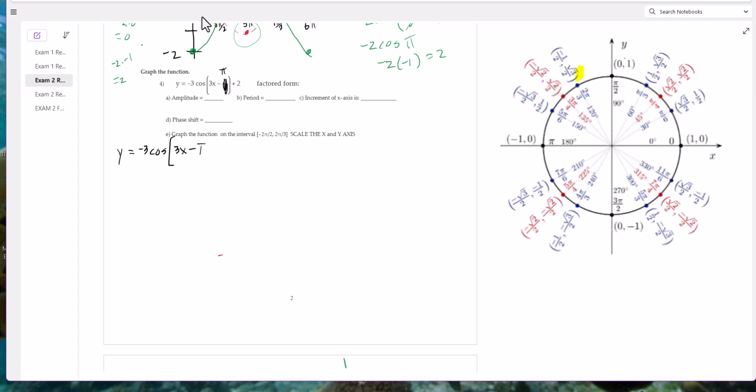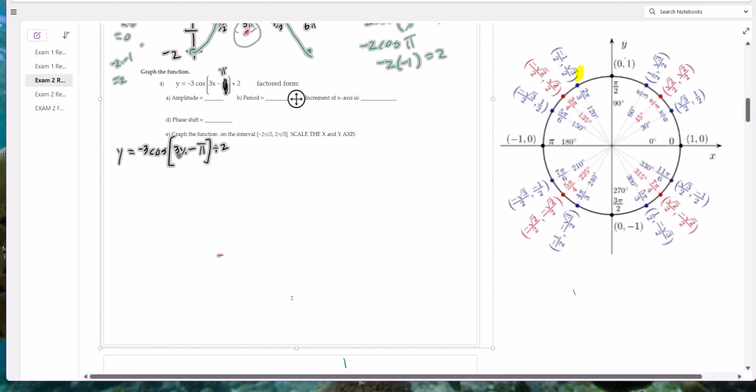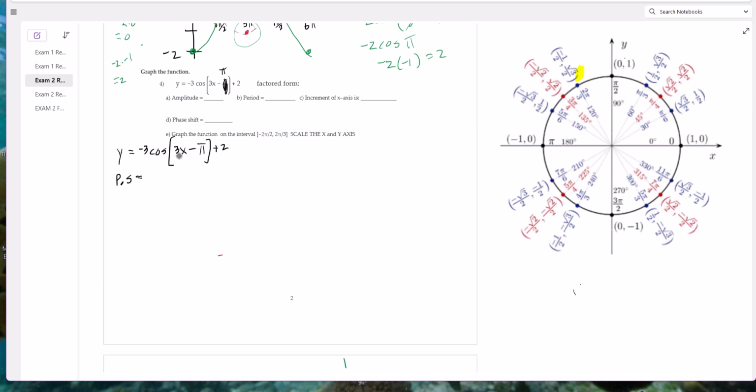Okay, so we're going to put this in a factored form. First of all, if you're not in a factored form, your phase shift can be found by dividing those: pi over 3. So that phase shift is going to be pi over 3 to the right. You can get that right away without factoring. I do like students to know how to factor this, okay?